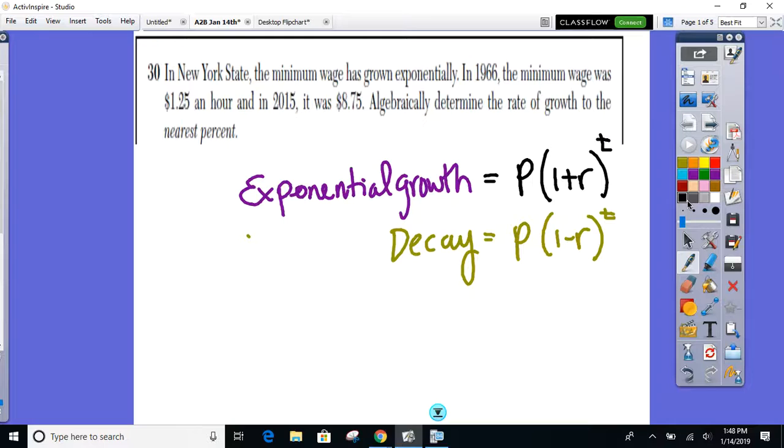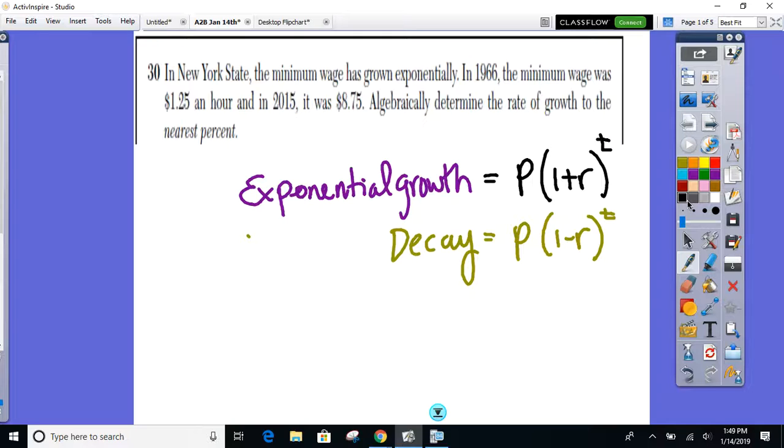Let's go back to number 30 now. Growth or decay problem? Growth, so I'm going to need P times (1 plus R) to the T. It starts talking about minimum wage. 1966, hey, $1.25, everybody. And then in 2015, $8.75, which I think it's more now, right? 10, 11? Somebody said fifth period was going up to 11 soon. But hey, $1.25 back in 1966, huh? Whew.